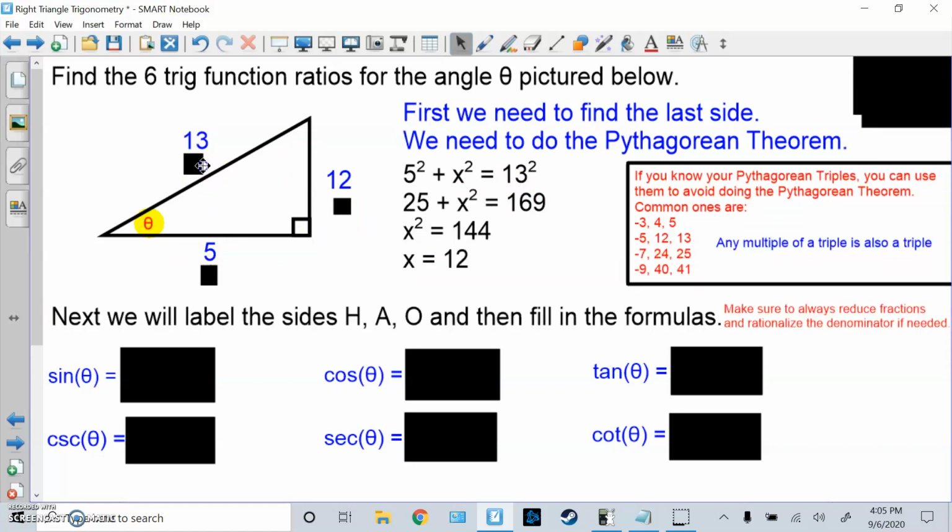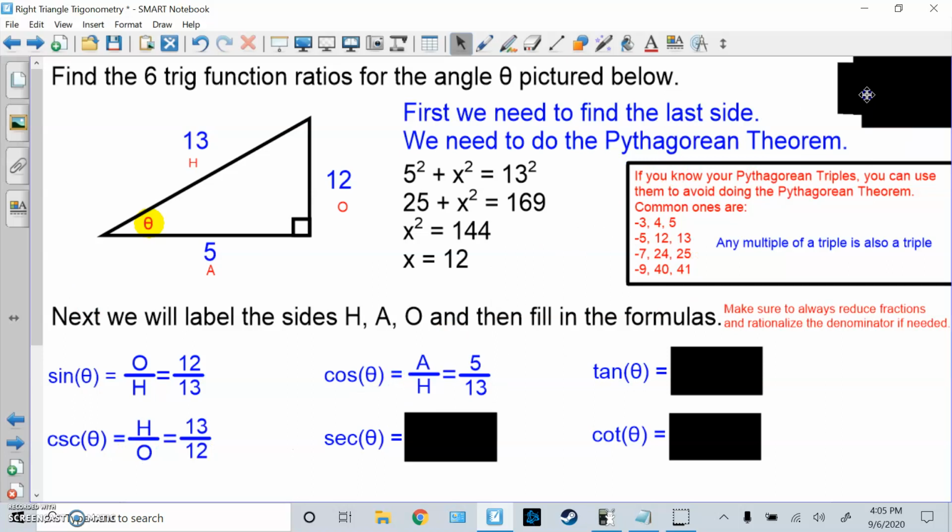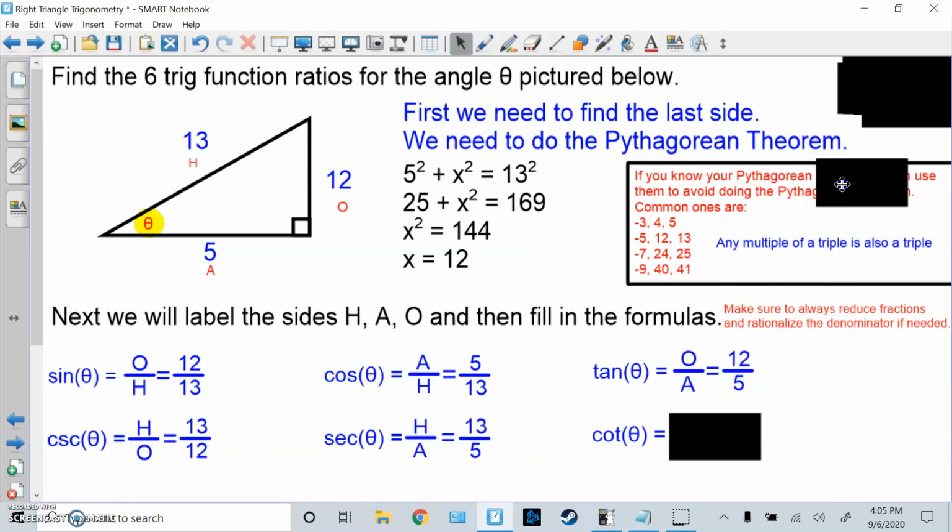Anyways, we label HAO. Here's the hypotenuse. Here's the adjacent. Here's the opposite side. Then fill in the formulas. Again, reduce when possible, rationalize when necessary. Alright, these are nice. They do not reduce. I'm going to go down this time. So if I know sine is 12 over 13, cosecant I flip to 13 over 12. Cosine is going to be 5 over 13. Secant is going to be 13 over 5 because I'm just flipping it. Tangent is 12 over 5. Cotangent is 5 over 12.